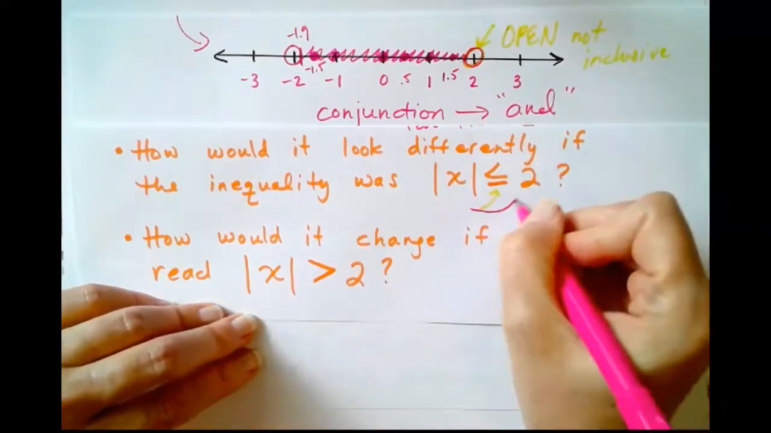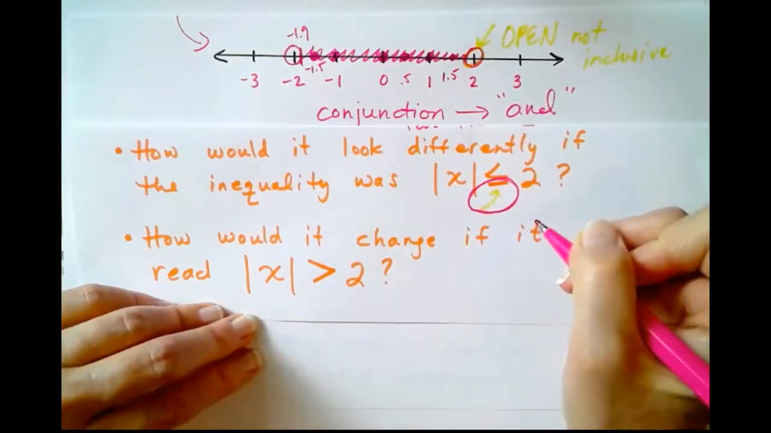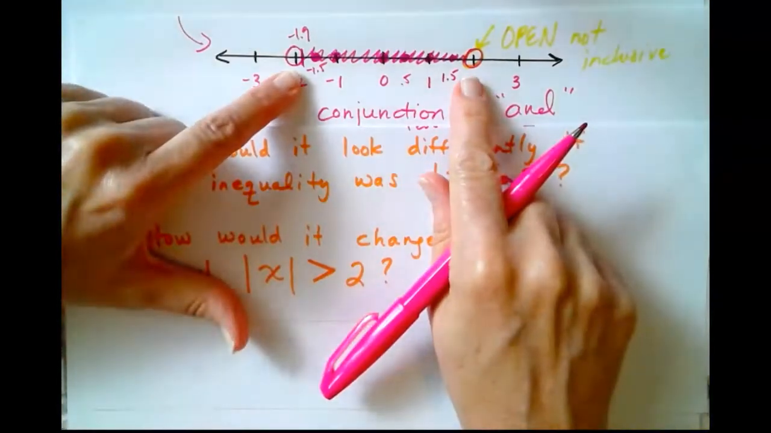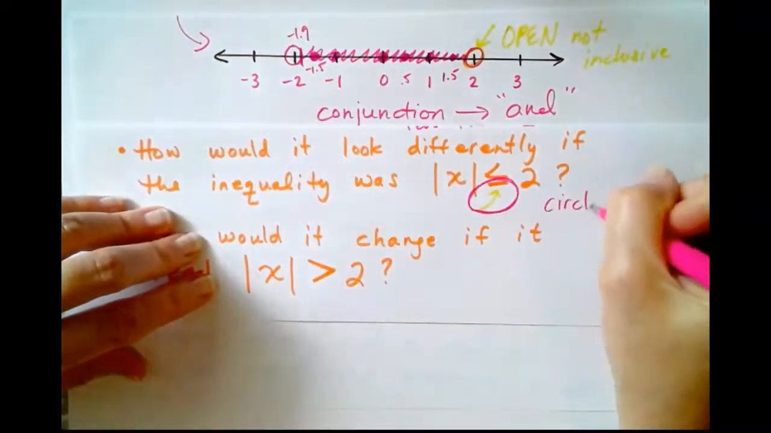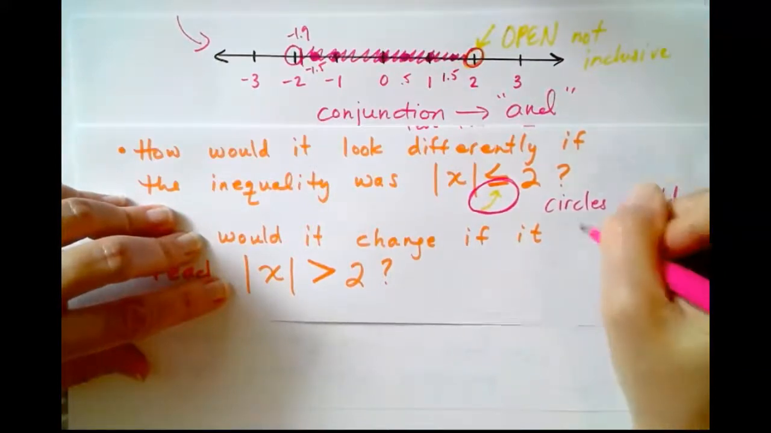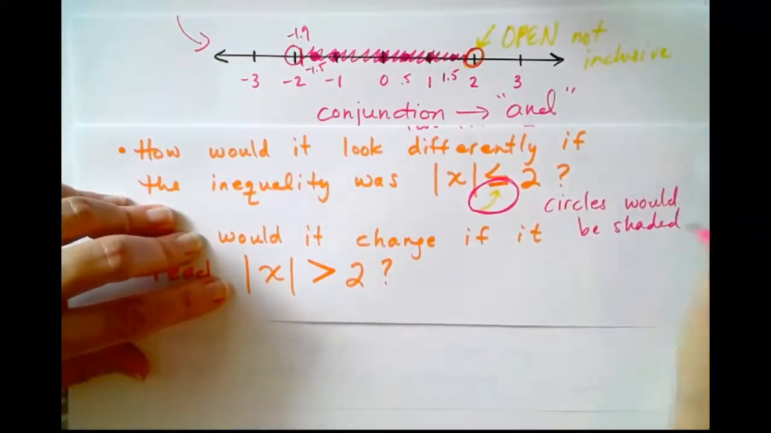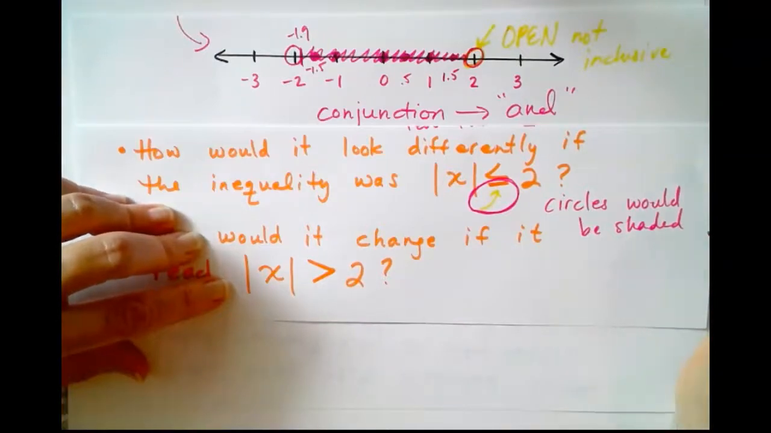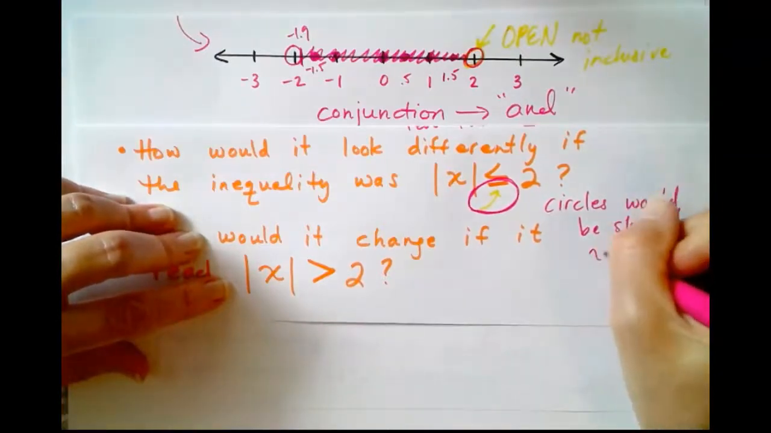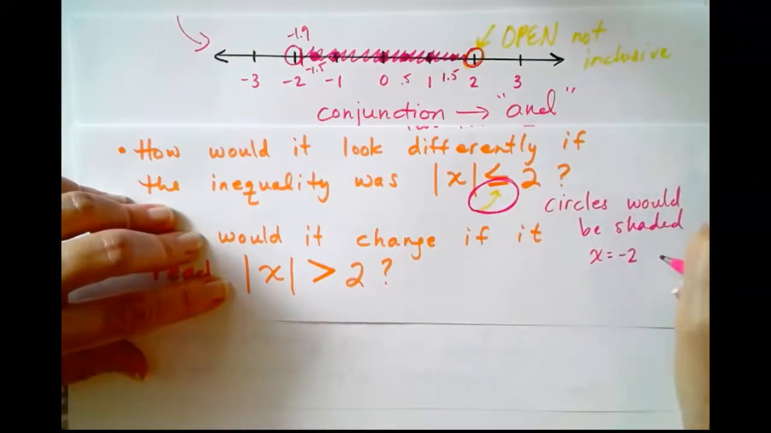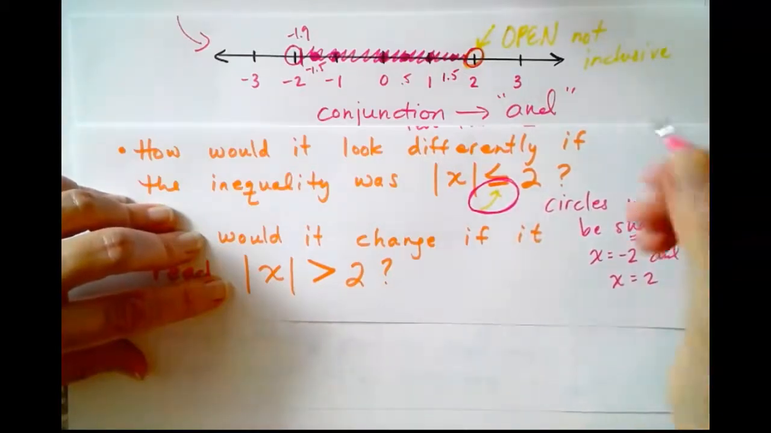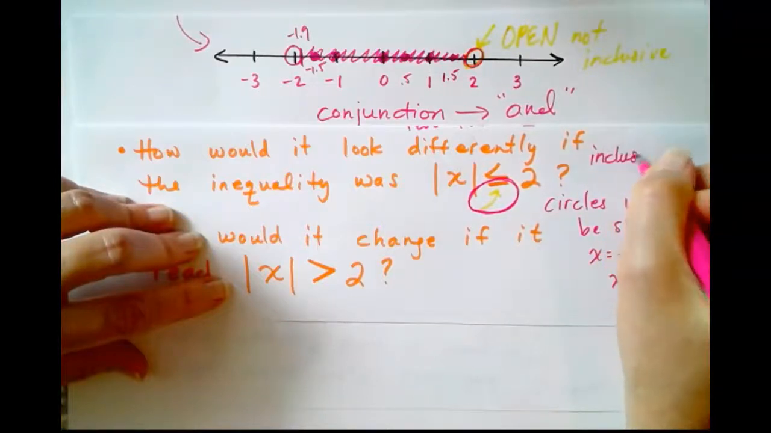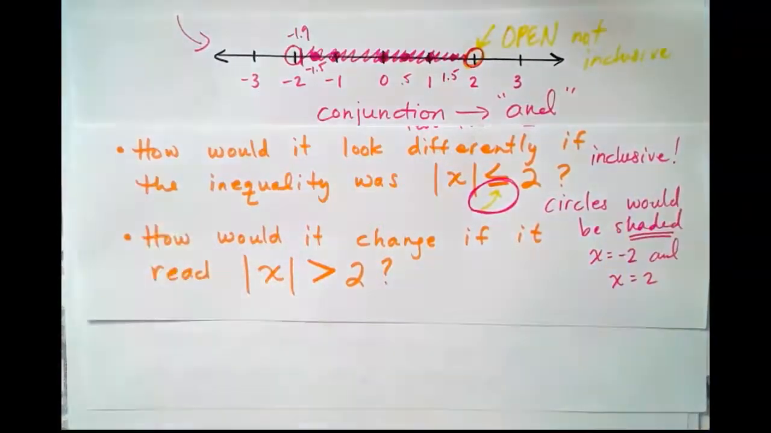If we changed it to or equal to, would those circles be open? No. The circles would be shaded, and when the circles are shaded, it would mean that x could be equal to -2 and x could be equal to +2. Because that or equal to, the shaded circles would be inclusive. So that's what would make it different.